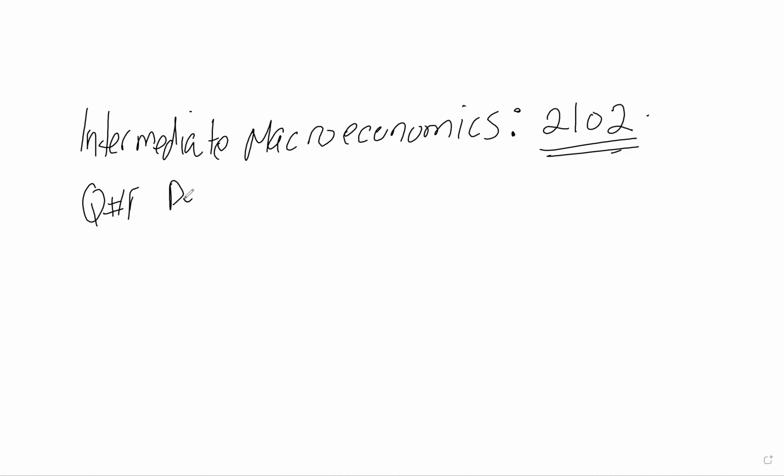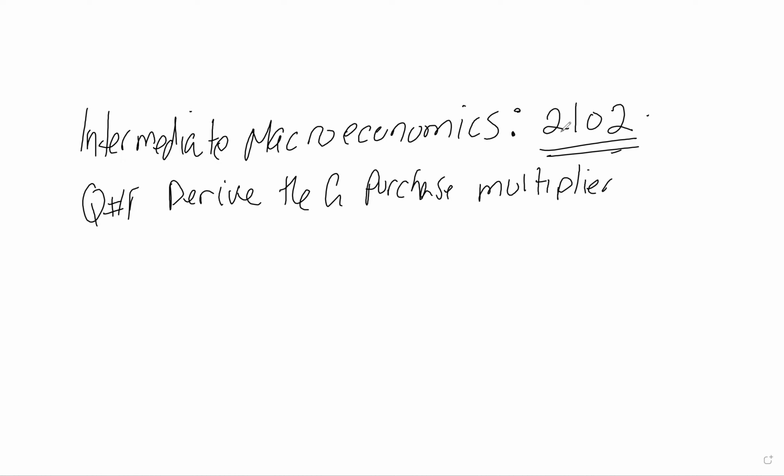So the question says derive the government, G, purchase multiplier and tax multiplier, and again you need to use calculus.